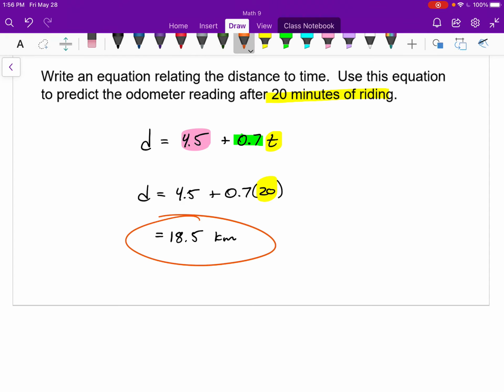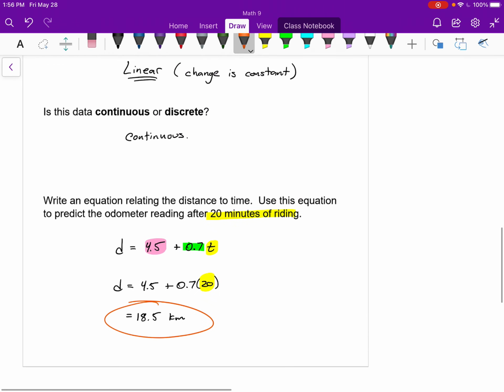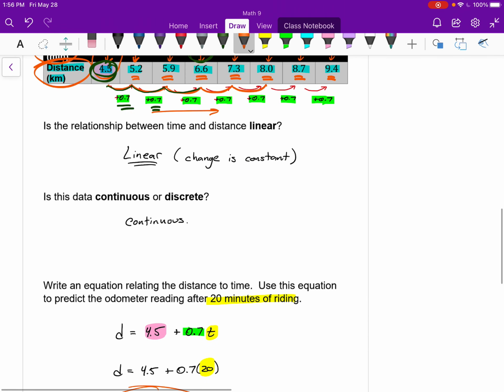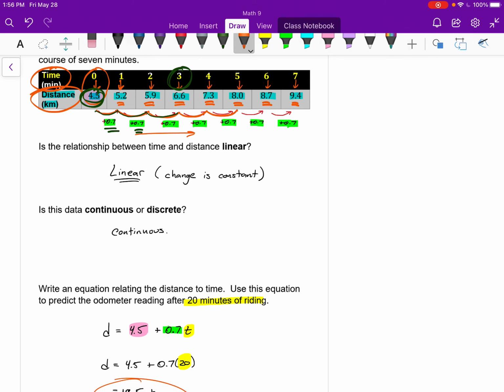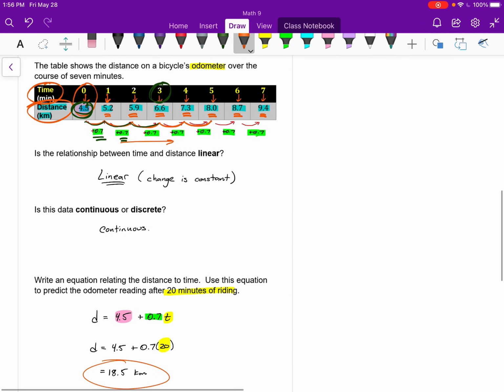Now again, this is what we call extrapolating. Going to 20 minutes is beyond the table. So it's a prediction, and it's based on the idea that this person continues to cycle at this constant rate. But if they do, this prediction will be extremely accurate. Obviously, if they just give up and take a nap, this prediction will not be so good.